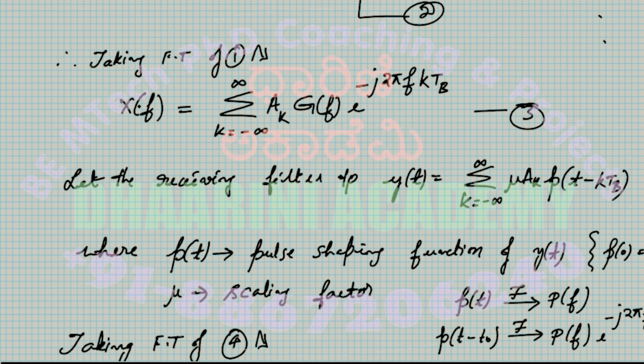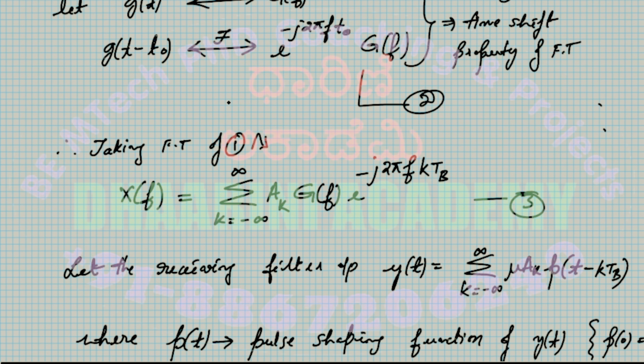So X of f becomes equal to, there is one very peculiar feature of this kind of function. If you have a summation, the summation will be retained even on the frequency side. So you can see equation number 3 has once again a summation of a k into, it was originally g of t, but since it is shifted, you write G of f into e to the power minus j 2 pi f k T.